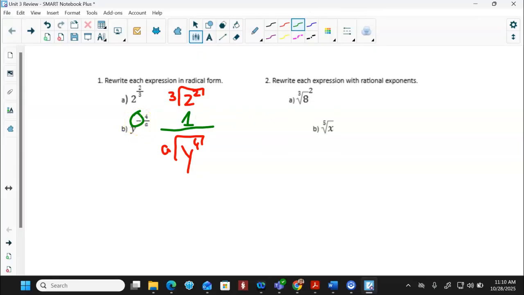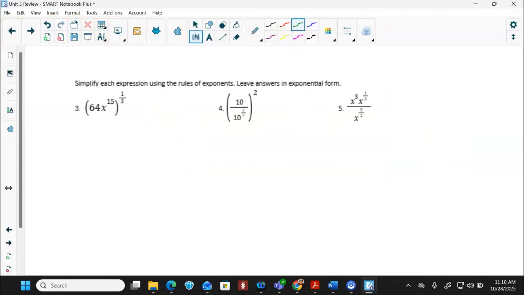Now, for number 2, it's the opposite. It's telling you to put it in that exponential function. So again, we're going to do the 8, which is on the inside of the radical. We're going to make a fraction. 3 on the outside goes to the bottom. 2 on the top goes to the top. Okay. Here we have an x. X doesn't have a number. That indicates it's a 1. So again, x, a fraction. What goes on the bottom? The 5. And then the invisible 1 goes there.